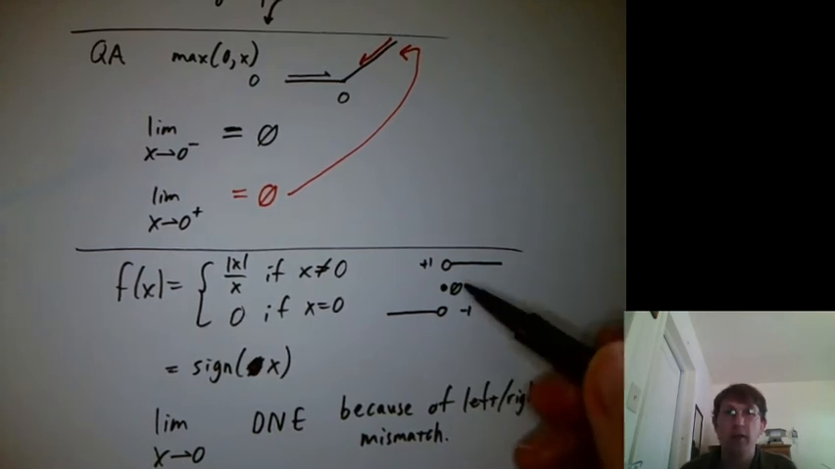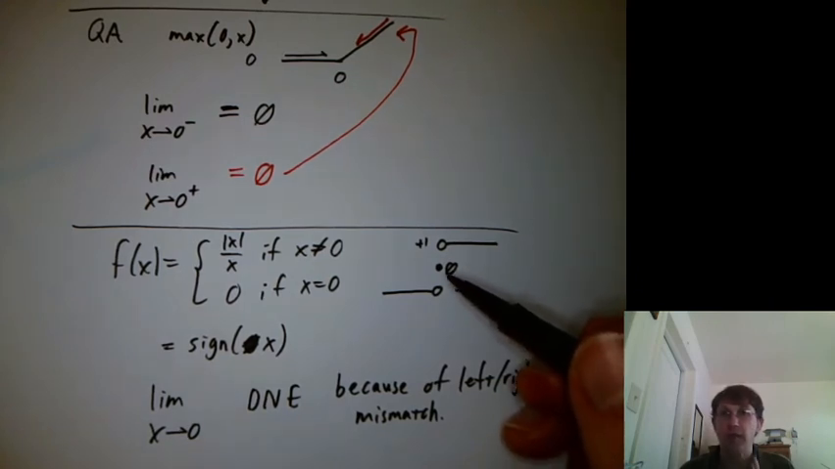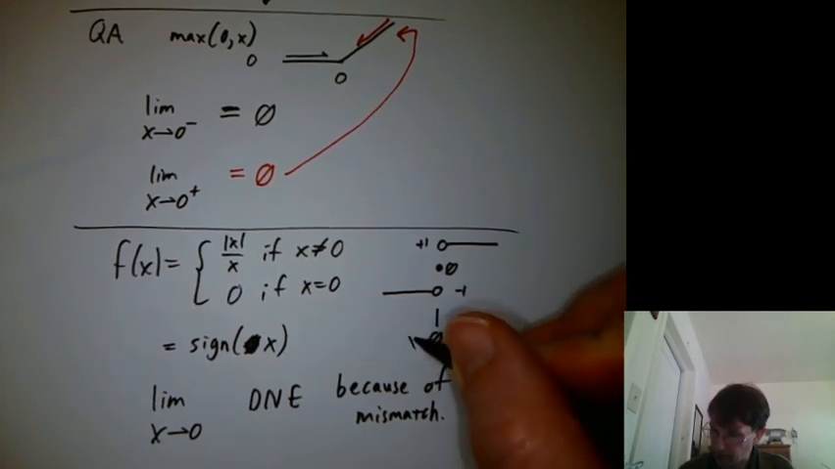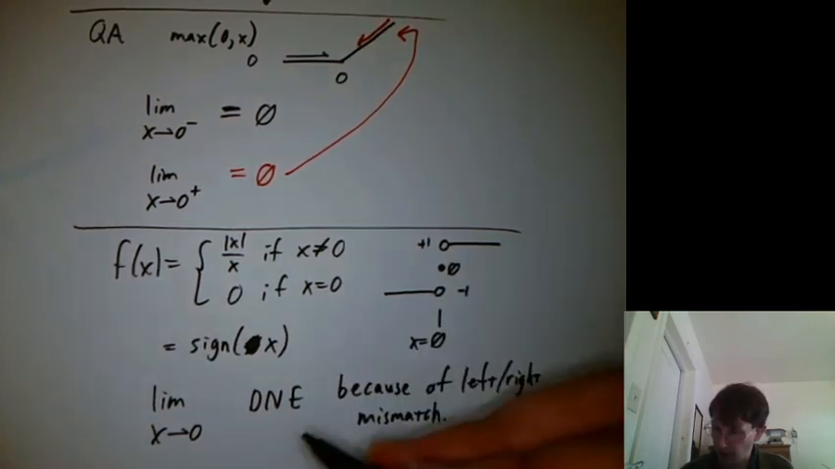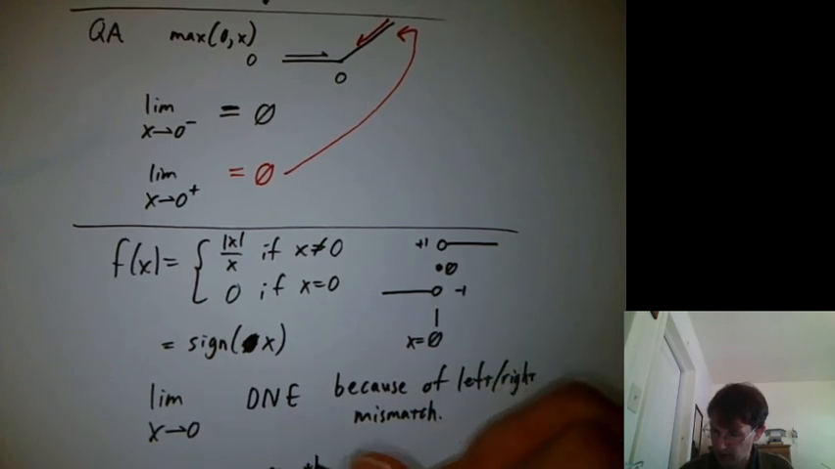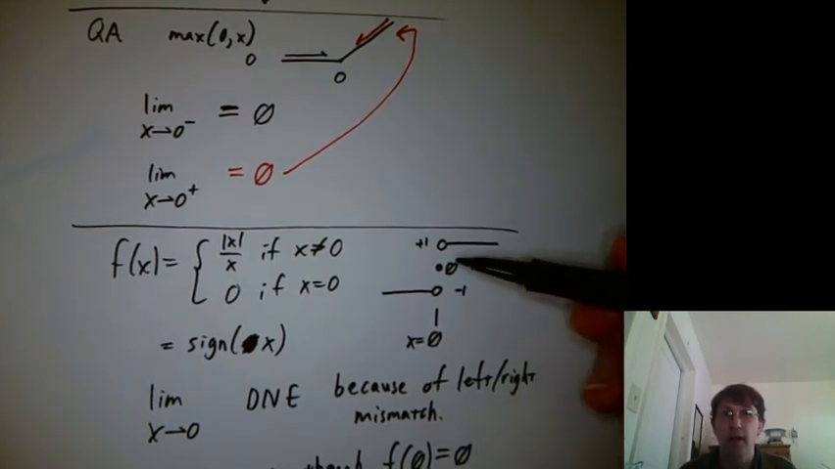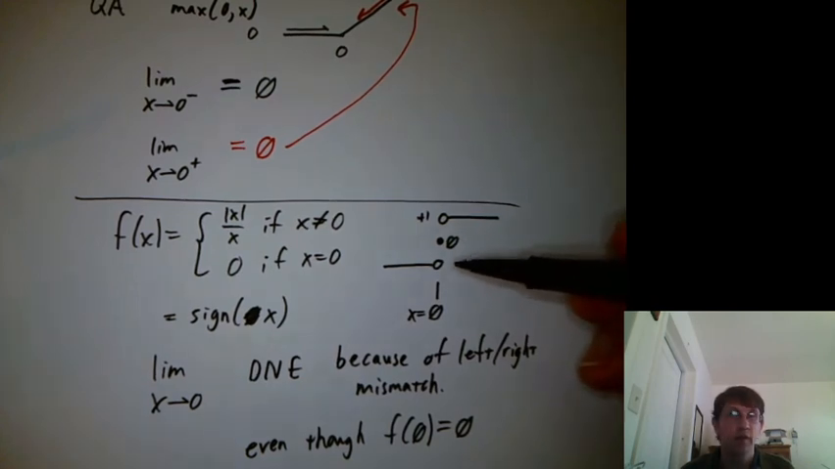Can we say that the y value being 0 at 0 kind of rescues it? Nope, because remember, for limits, we are deliberately not looking at, oh sorry, I forgot, this is x equals 0 right here. We're deliberately not looking at what the function value is at the x value that we're approaching here. So even though f of 0 equals something that seems reasonable, kind of the average between those two things, that's not enough to rescue the left-right mismatch.